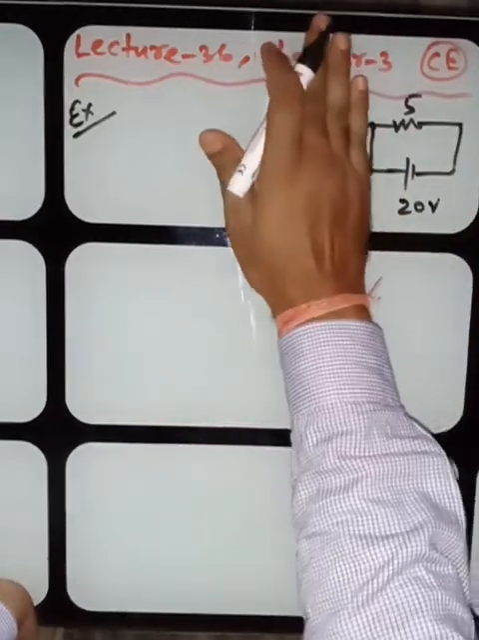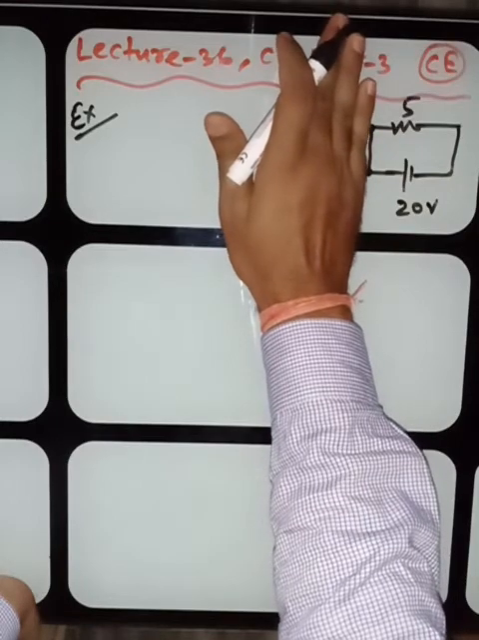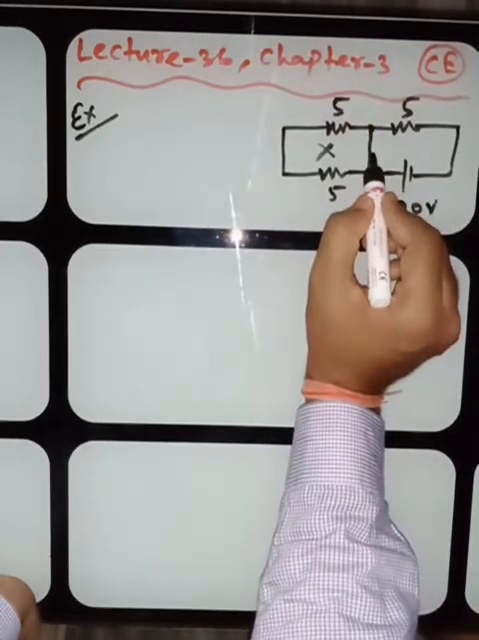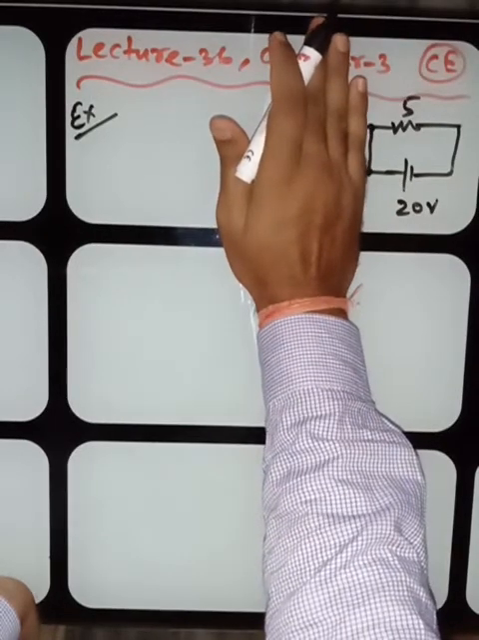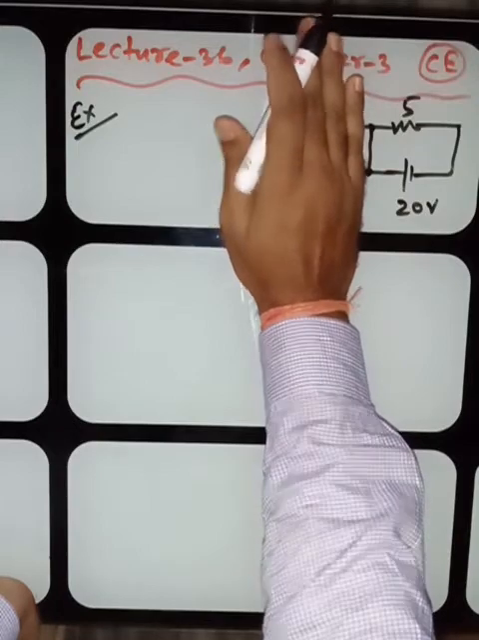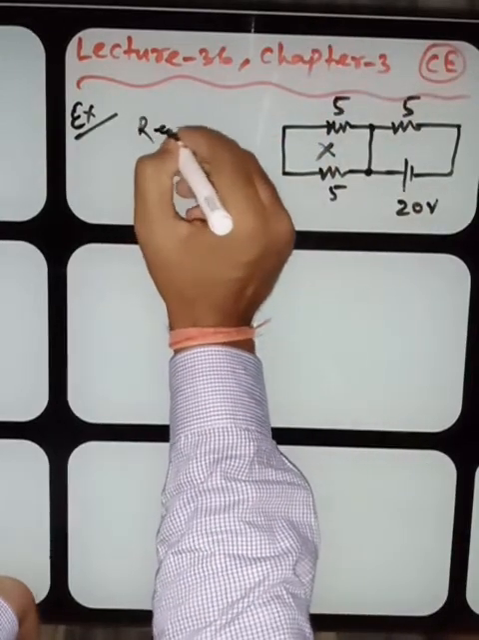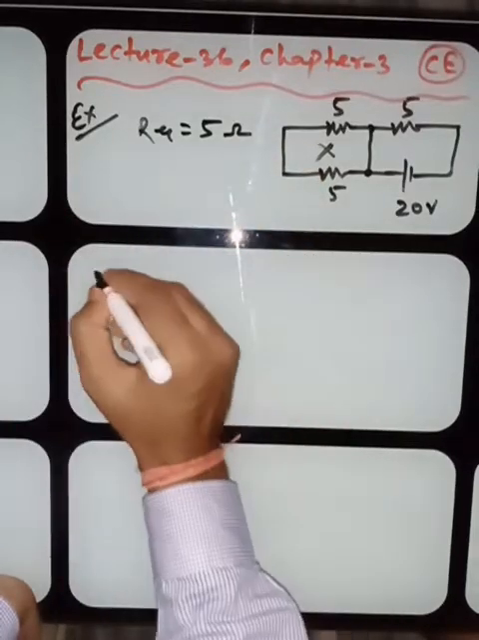So in this circuit we now have only one resistance connected with the 20 volt battery. How much current will flow through this one? The current is 20 by 5. But we have to find the equivalent resistance, and the answer is 5 ohm. Okay, that's it. The next question, my dear students.